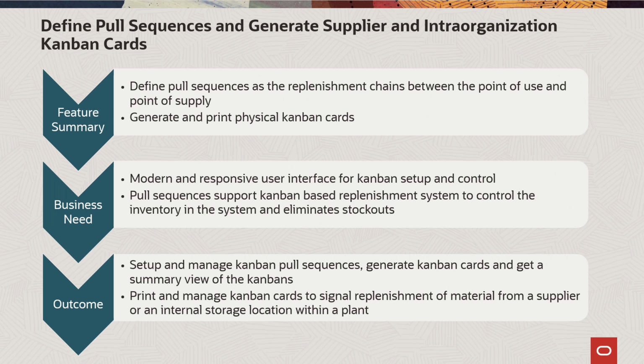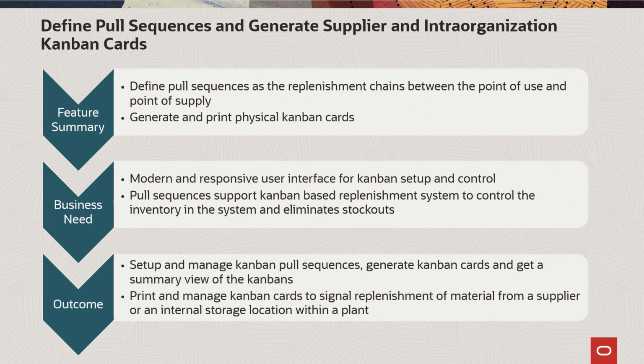As far as the point of supply is concerned, the material can be sourced from an internal location, such as a storage subinventory, or from an external supplier. With this feature, you can define pull sequences as the replenishment chains between the point of use and the point of supply. It allows you to generate and print physical Kanban cards to manage replenishment of material. It provides a modern and responsive user interface to define pull sequences to implement Kanban-based replenishment, to control the inventory in the system and eliminate stockouts.